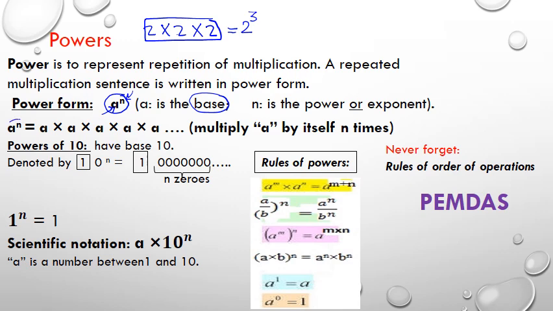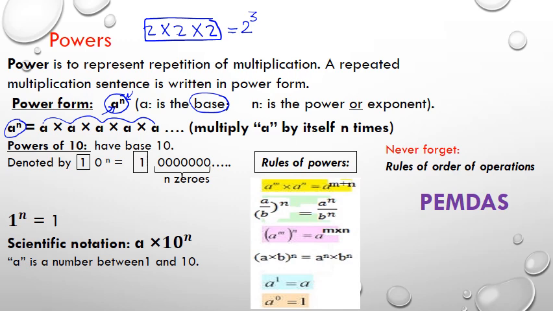So a power form, which is a to the power n, means a is multiplied by itself n times. Suppose n is 3, so we multiply a by itself 3 times. If n is 4, we multiply a by itself 4 times.